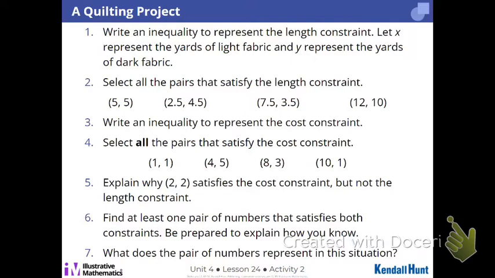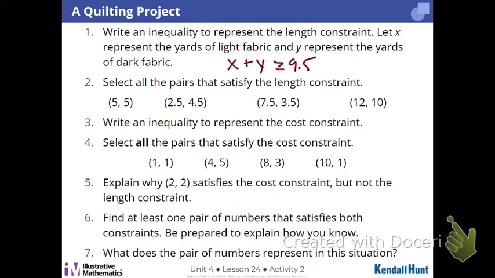All right, so I'm going to ask for some help here. Who can tell me what the constraint would be for length of fabric? Ava? Y plus x is greater than or equal to 9.5. Yeah, we need at least 9.5 yards total, right?